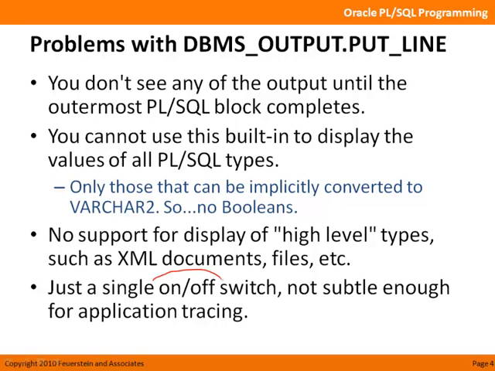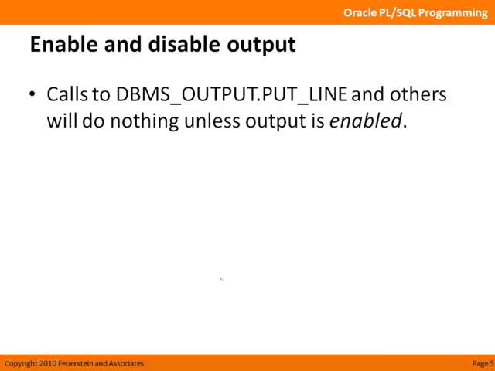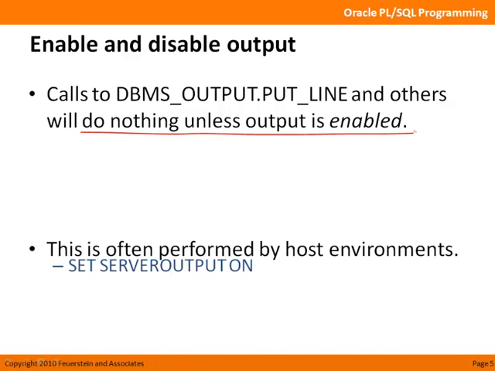Then I'll talk about alternatives or enhancements or encapsulations around DBMS_OUTPUT so you can get better value out of this built-in. So, enable and disable output. Calls to DBMS_OUTPUT.PUT_LINE and any others in that package will do nothing unless output is enabled.